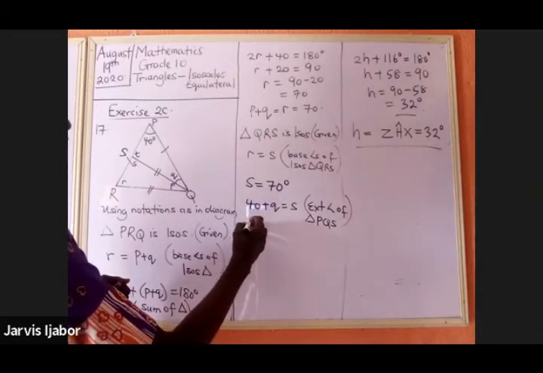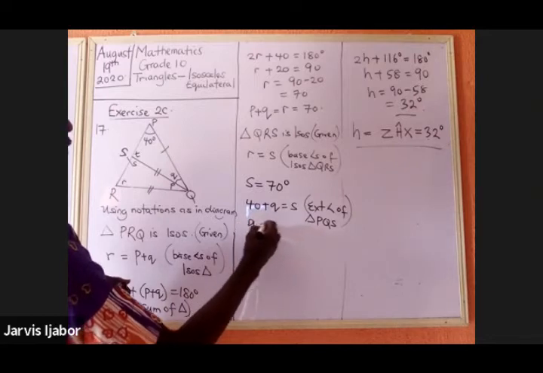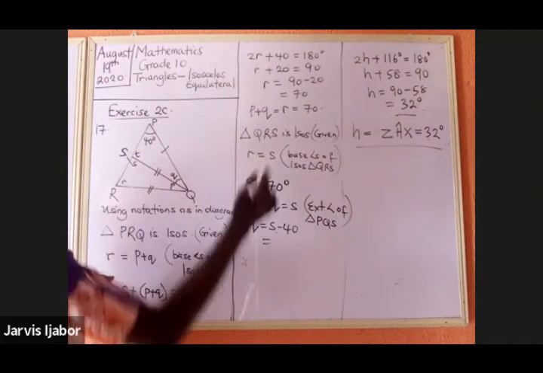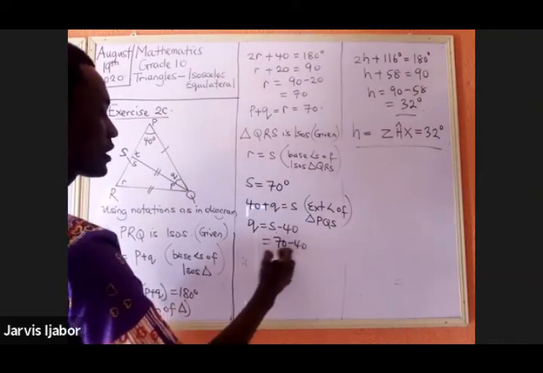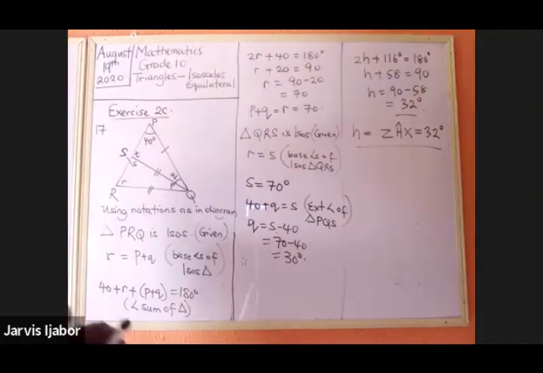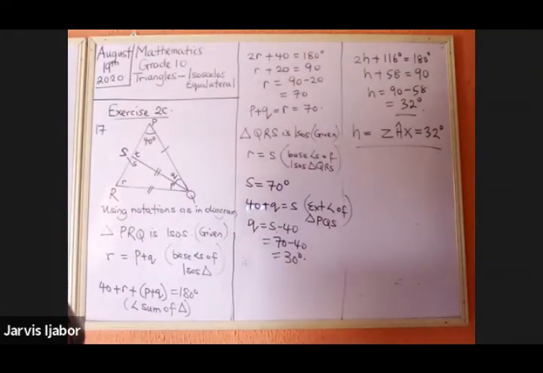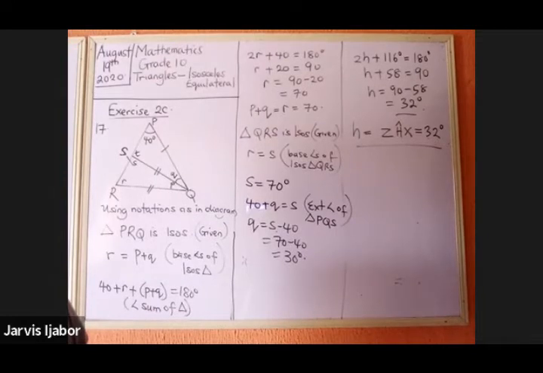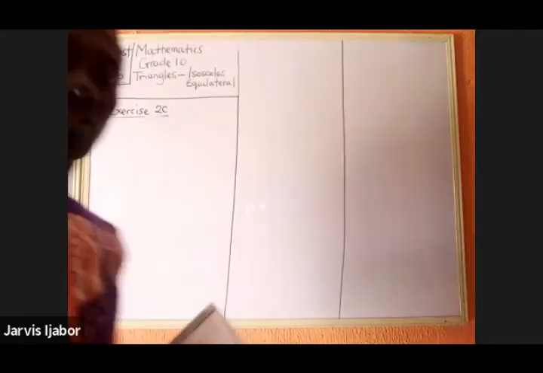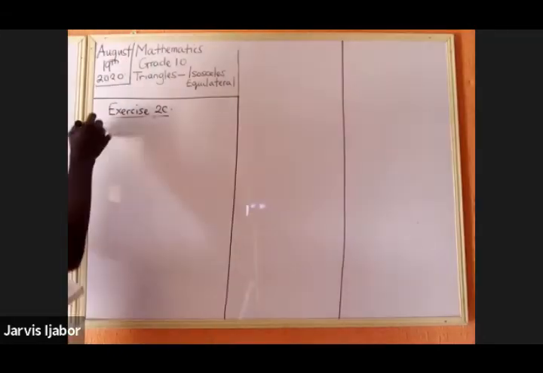Q will be equal to S minus 40. What is S? S is 70. So that's 70 minus 40, and the answer is 30 degrees. So we have done question 17 now. So we'll start up with question 18 now.